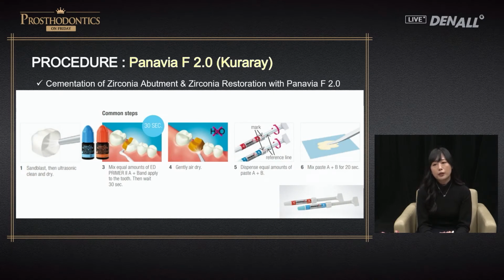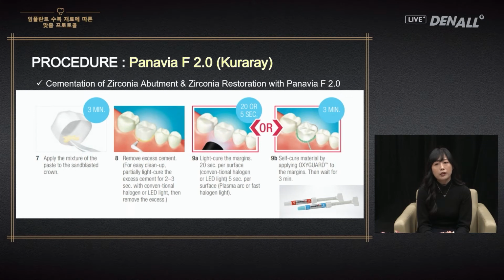ED primer is mixed in the same amount. Apply on the abutment, dry it, mix paste A and B, and apply on the inner surface of zirconia, which was sandblasted. Do tack curing on each area, remove excess cement, and use OxyGuard. And final setting is done in a dual curing method.